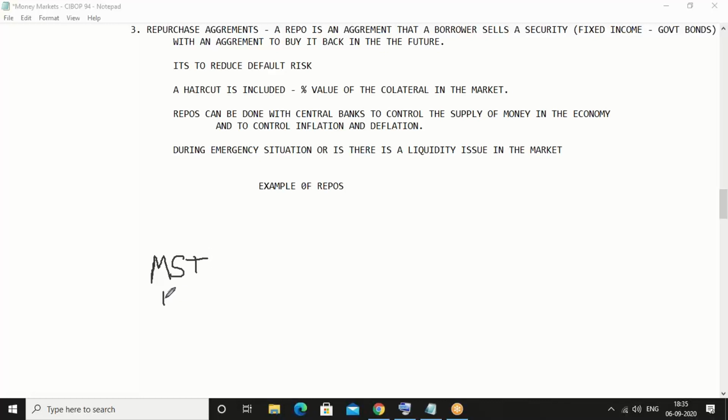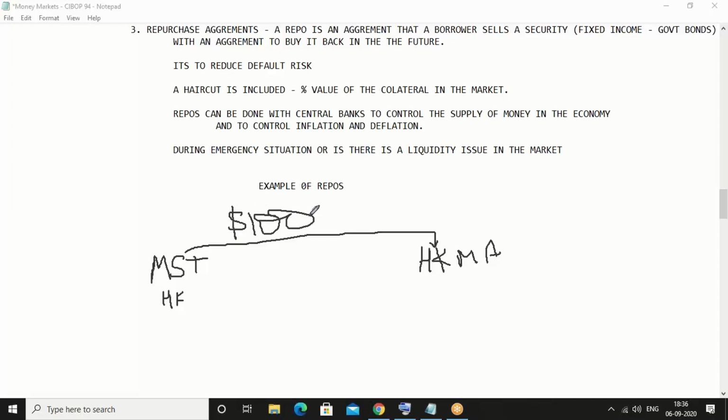Okay, let's talk about Morgan Stanley Hong Kong. The regulator for Hong Kong is the HKMA, the Hong Kong Monetary Authority. Now, what's going to happen is that Morgan Stanley wants to borrow money. So what they are going to do is give the HKMA $100 million in government bonds.